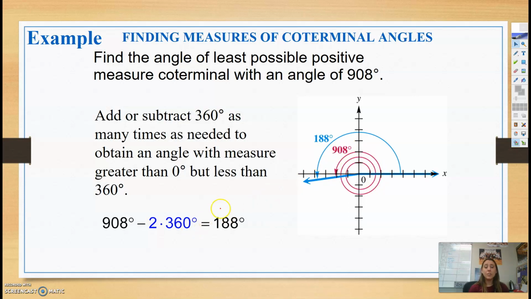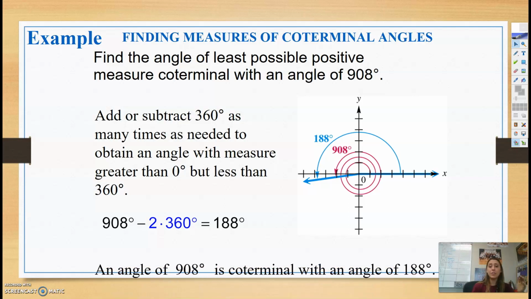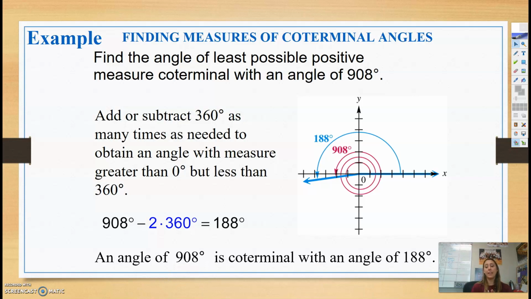We also could just take that 908 and divide it by 360, and it would go in about 2.5 times. I think it's close to that. Here, I'll look. 908 divided by 360 is 2.52. Yeah, so just about 2.5 times, which means 2 whole rotations. Then whatever's left over, that's 188, because that is the smallest positive measurement without going around more than once that is coterminal with 908. So go ahead and get this in your notes. The answer then would be 188 degrees.